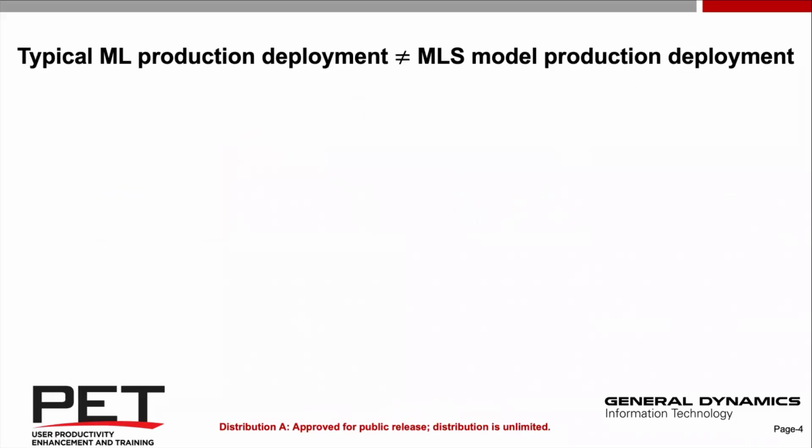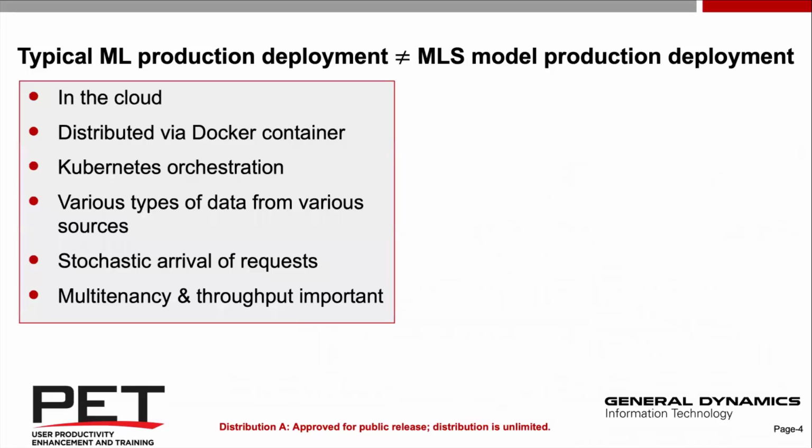So how does typical machine learning deployment on the cloud differ from production deployment of machine-learned surrogate models on HPC? In the cloud, typically these systems are deployed via Docker containers, and they use Kubernetes orchestration for load balancing and scaling up dynamically. Typically, various types of data are used from various sources, and the inference requests come stochastically. In these scenarios, multi-tenancy and high throughput are important.